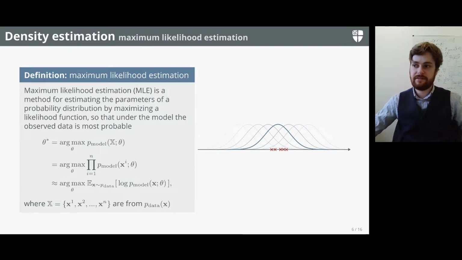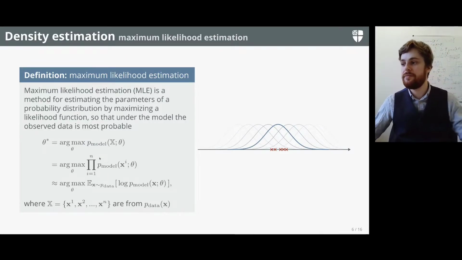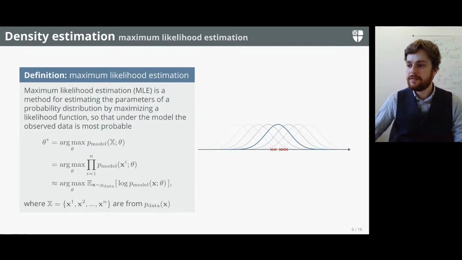In practice, this product is often quite inconvenient, because the product itself is prone to numerical underflow. If you remember the log rule from when you last studied maths, the product rule for logarithms is that log of x times y is equivalent to log of x plus log of y. And taking the logarithm of the likelihood doesn't change the argmax, it doesn't change the maximum.